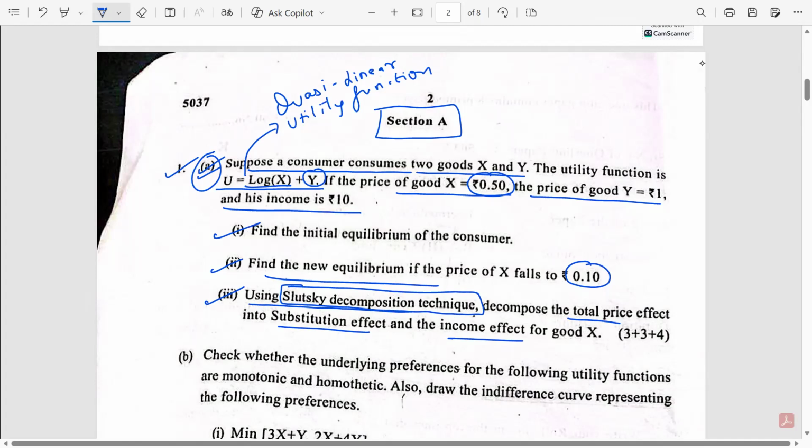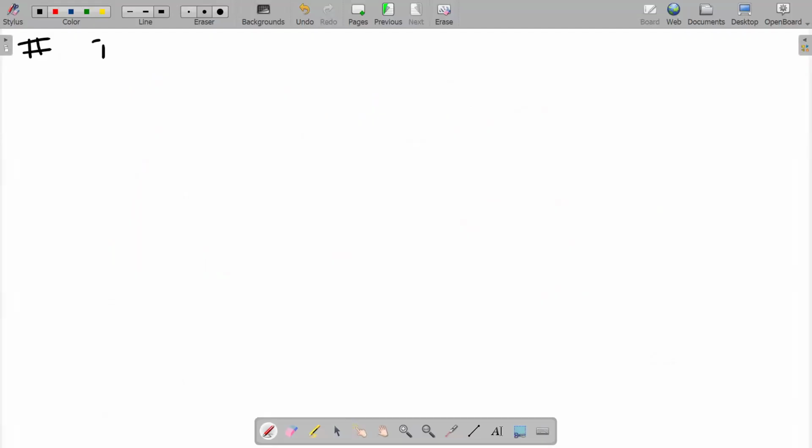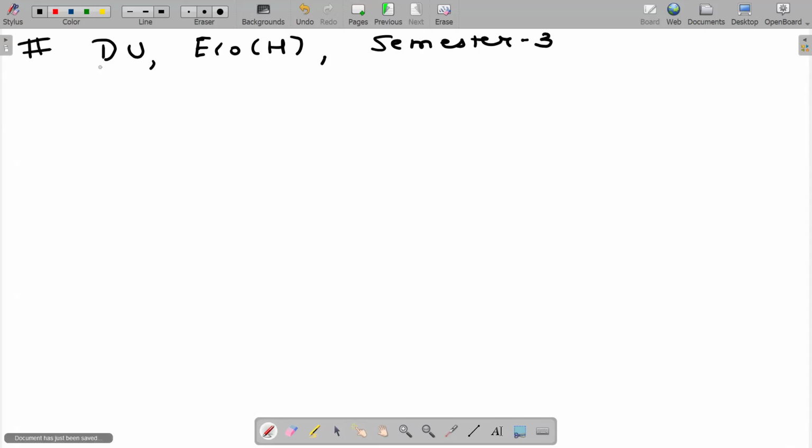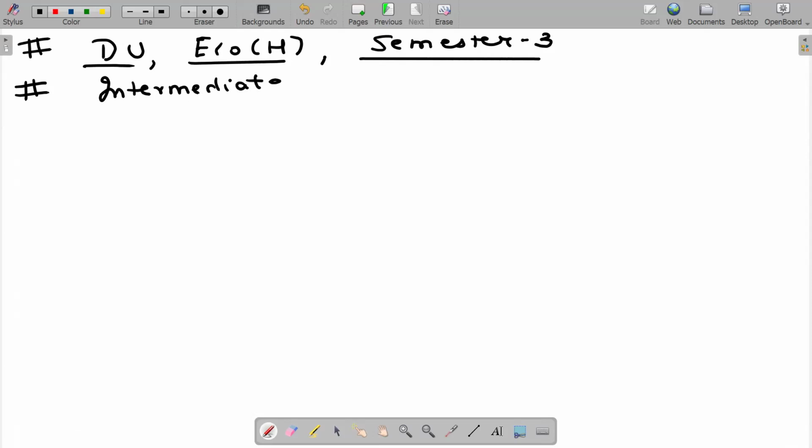Okay, so first thing, let's come to the whiteboard. Let's write the important details of this question. I hope all students can see the whiteboard. Let's quickly write the main heading for clarity. This is Delhi University. This is economics honors we are talking about. Semester 3. That means this lecture is recommended for second year students. Name of the paper is Intermediate Microeconomics Part 1. And we are discussing the 2025 question paper.